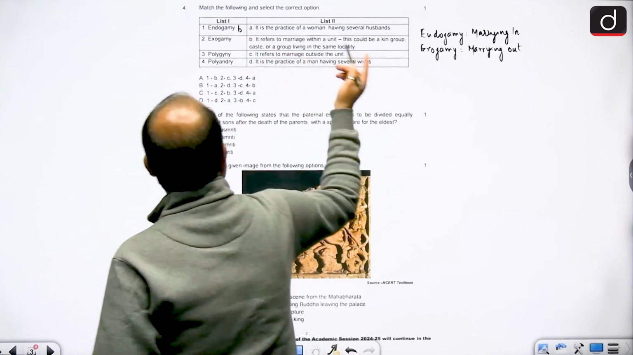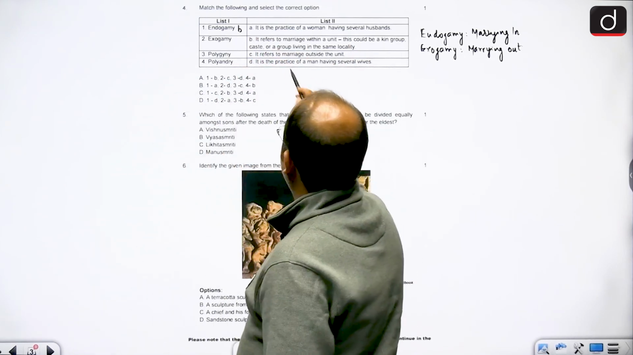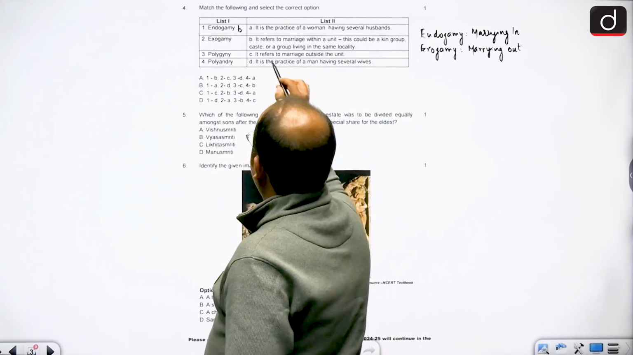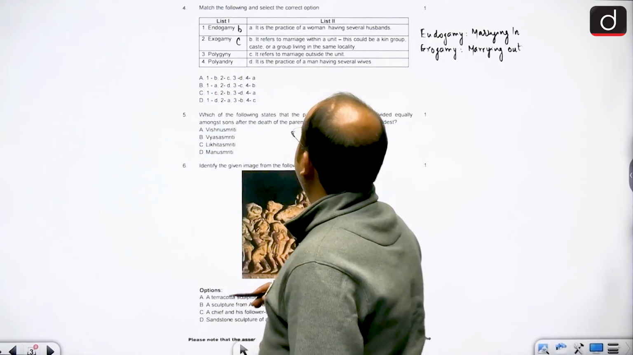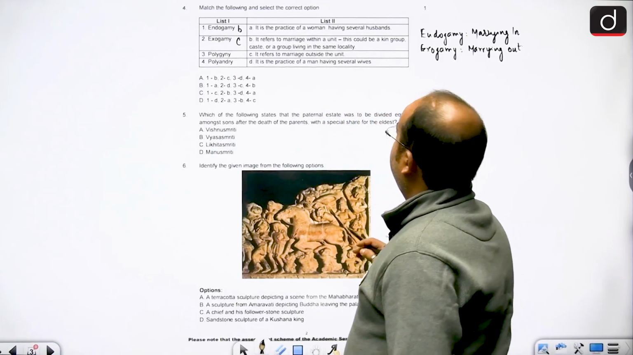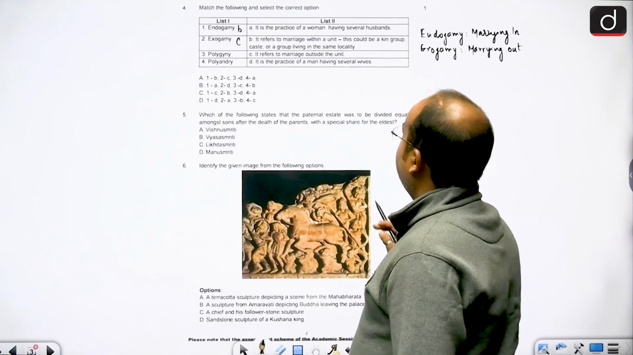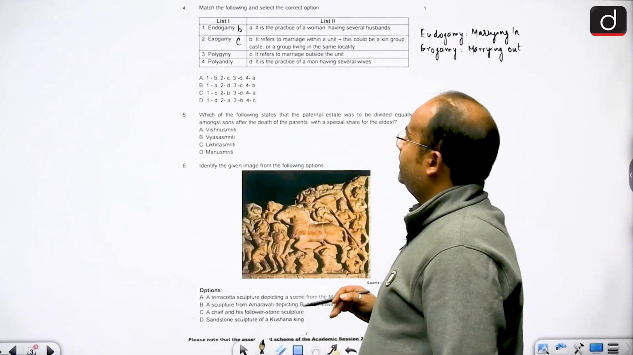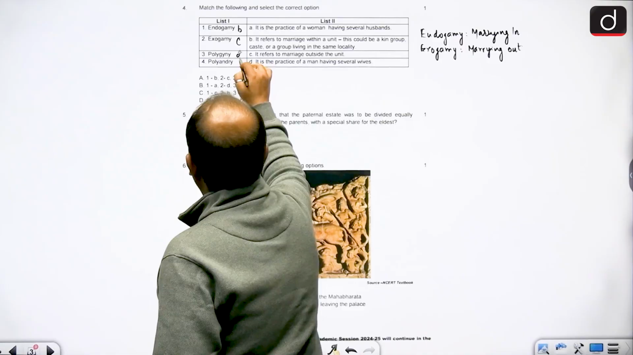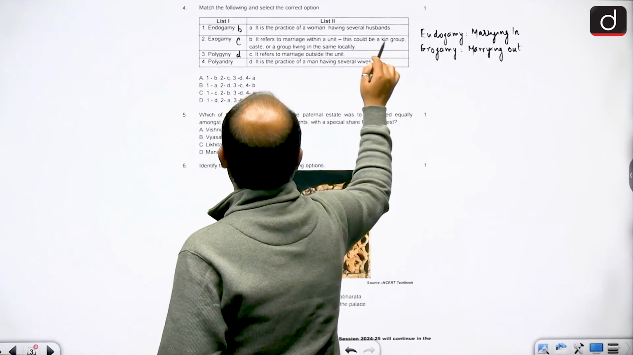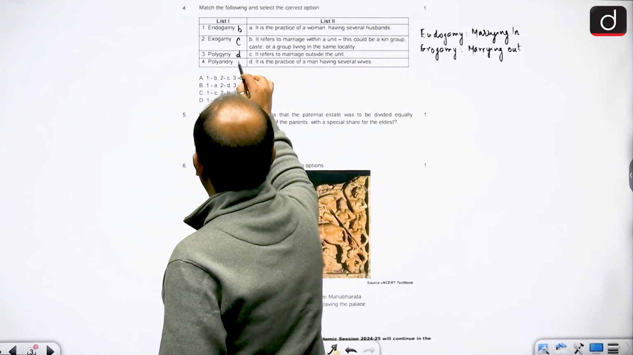For exogamy, exo means outside, it refers to marriage outside the unit, so it is C. Then polygyny, it is a practice of a man having several wives, so option D. And polyandry, it is a practice of a woman having several husbands, it is option A.